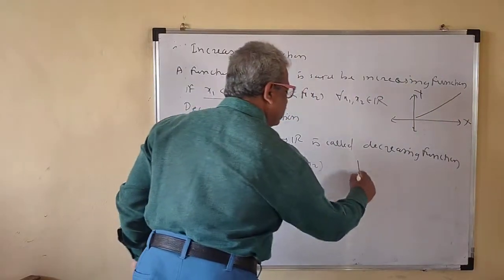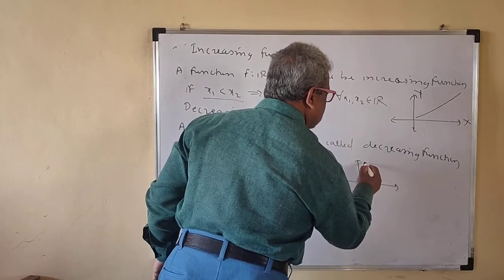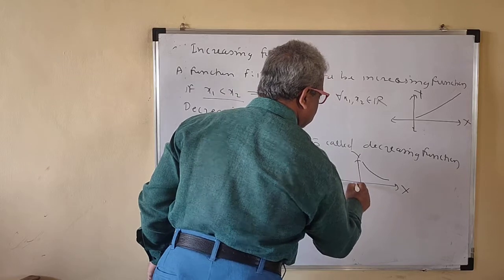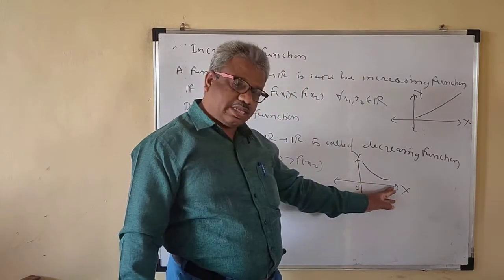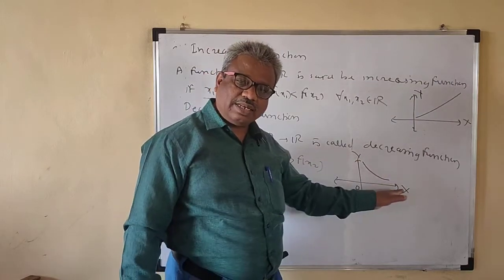The graph of the decreasing function is like this. This is your x-axis, y-axis. That means the values of x are increasing, but the height is decreasing. The values of f of x are decreasing.